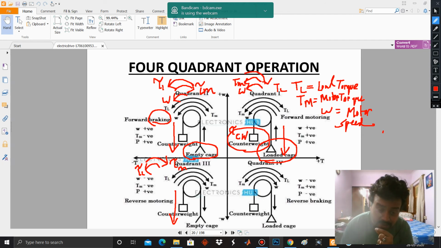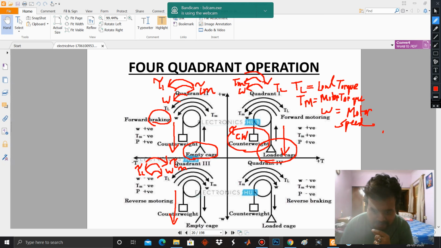But what happens to the speed? The speed was in the anti-clockwise direction because it was slowing down. Now the rotor will rotate in the opposite direction. So the speed becomes clockwise, and the empty cage is now moving downwards. Now as the empty cage tries to reach the floor to be loaded, what will happen? The floor is approaching. Now the motor has to slow down.